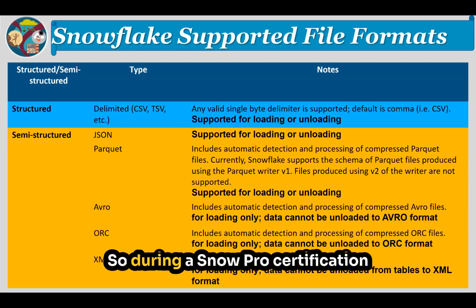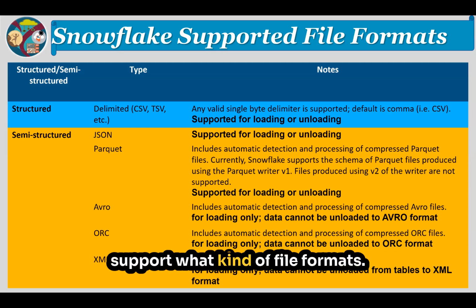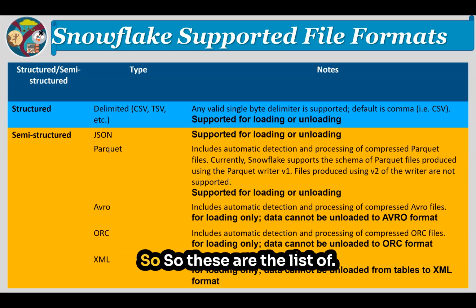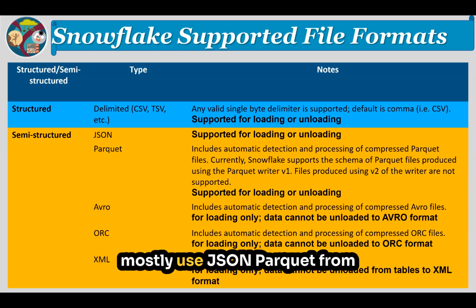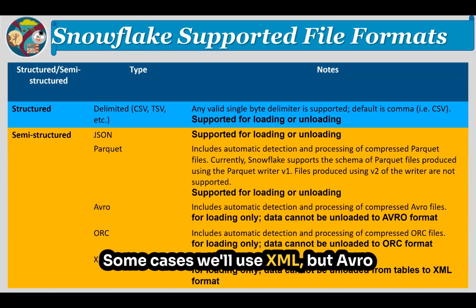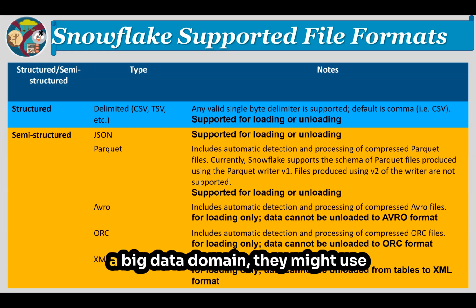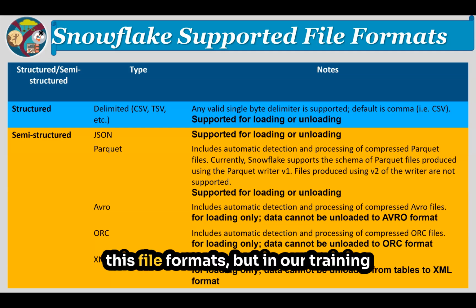During the SnowPro certification exam, they will ask what kind of file formats Snowflake supports. These are the list of file formats. But in real time, mostly JSON and Parquet are used from the semi-structured category. In some cases XML is used. But Avro and ORC, I have never seen, or at least very rarely, especially people working in the big data domain might use these file formats.